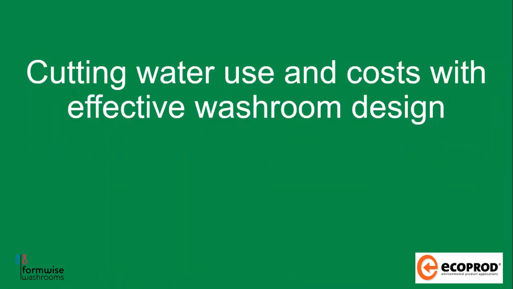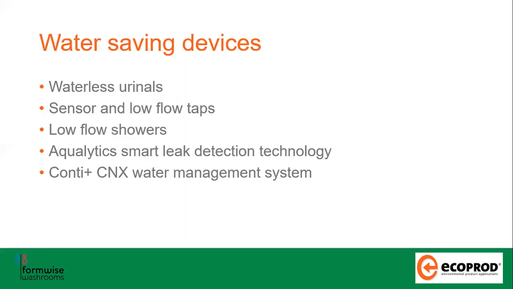So just moving on to cutting water use and costs within effective washroom design. Some water saving devices. Obviously, I'm passionate about all this, having started EcoProd all those years ago. Waterless urinals, sensor and low flow taps, low flow showers, Aqualytics smart leak detection technology, and the Conti Plus CNX water management system. If you can't afford to go to the level of the CNX system, as I say, the service app now available will produce a level of control and availability in terms of your engineers being able to set up the equipment in your washroom and manage it just from their smartphone.